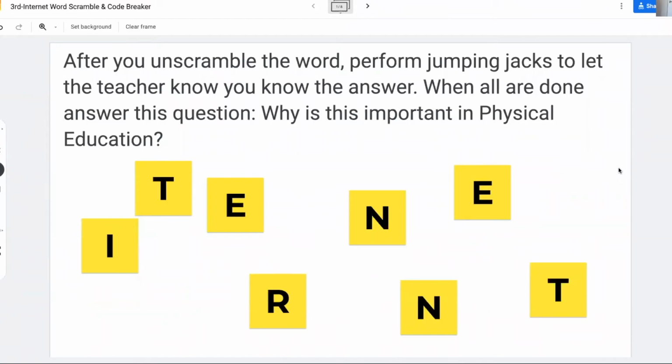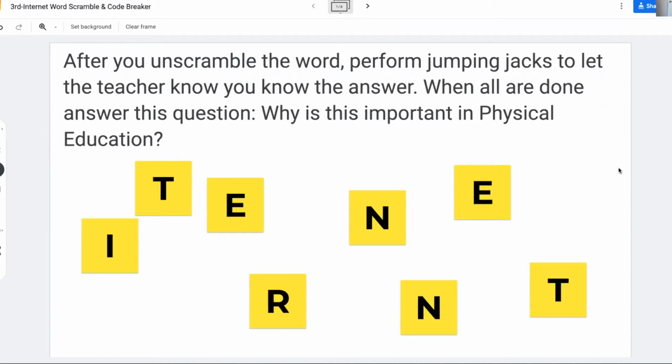Okay, we're going to do an activity, but during this activity, we will learn 6 different rules of the internet to be safe. This activity is an internet Jamboard. This Jamboard has 3 scrambled up words that we need to figure out what they are. I hope you're all ready. Here is our internet Jamboard, our word scramble. After you unscramble the word, perform jumping jacks to let the teacher know that you got the answer.